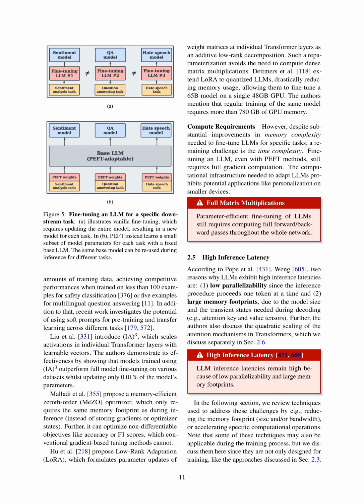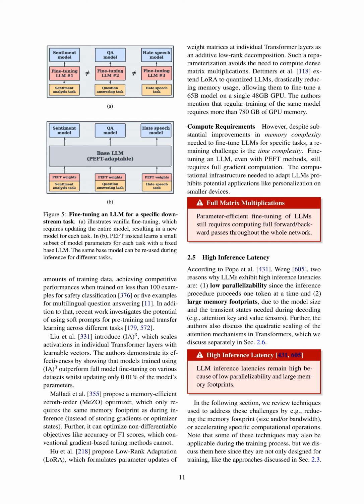One study introduced an approach referred to as IA3, which scales the activations in individual transformer layers with learnable vectors. Models trained with this method have outperformed fully fine-tuned models on various datasets while only updating 0.01% of the model's parameters. Another approach, called the memory-efficient zeroth-order (MeZO) optimizer, uses the same amount of memory during the optimization process as it does during inference, avoiding the need for storing gradients or optimizer states. Moreover, it can optimize non-differentiable objectives like accuracy or F1 scores, which traditional gradient-based tuning methods cannot.